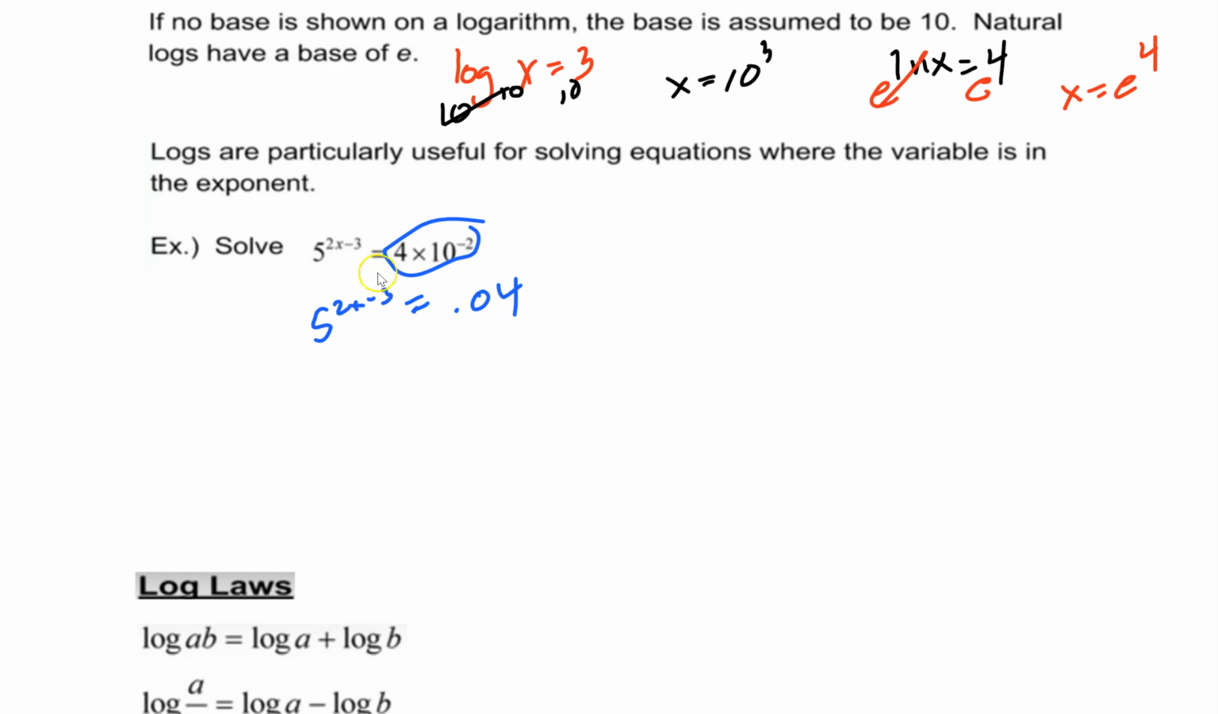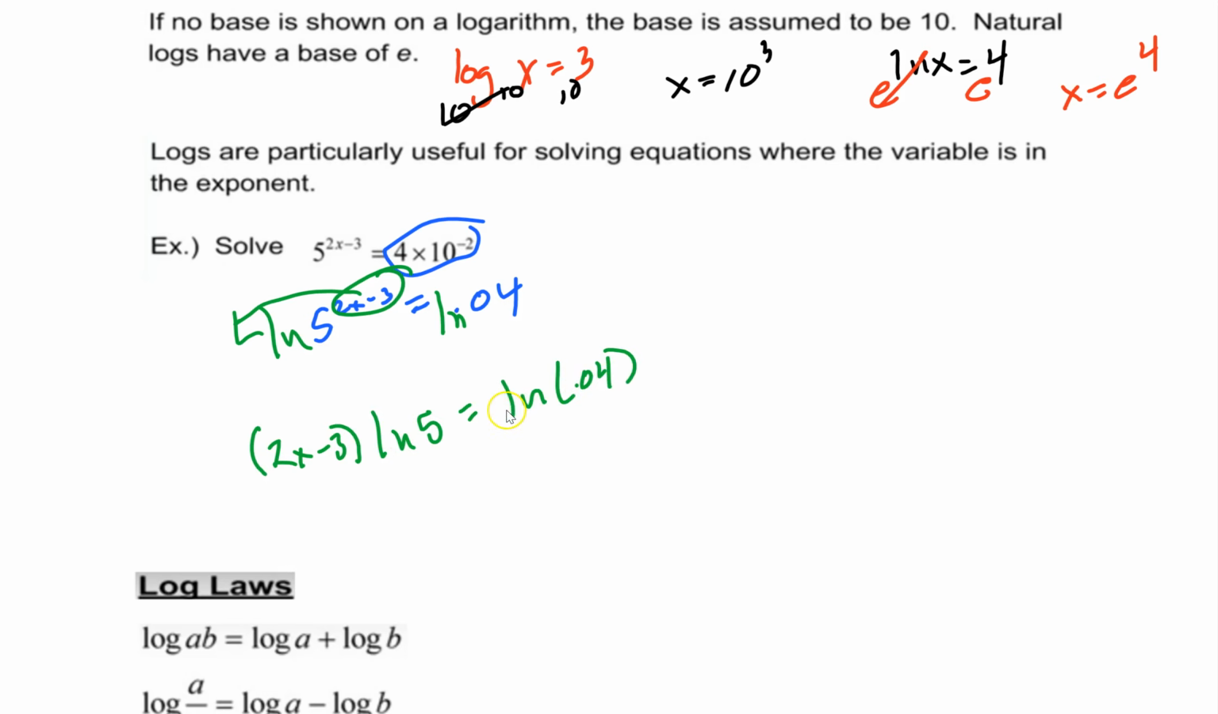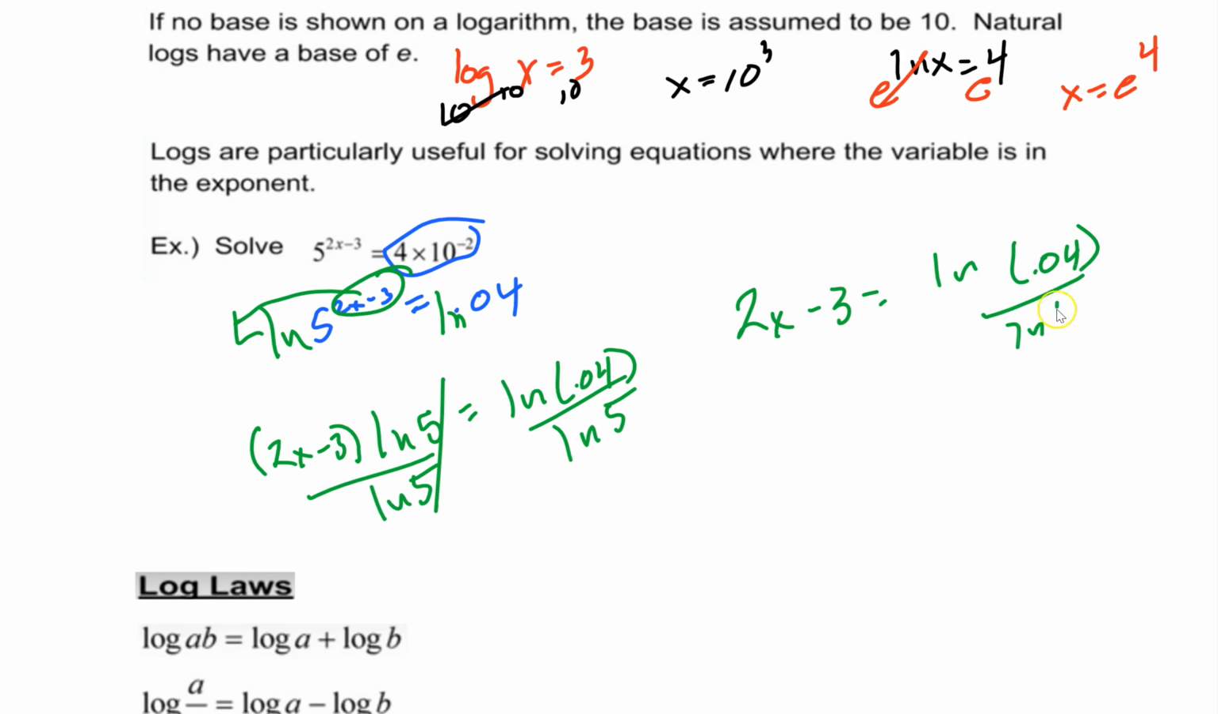Now the way we solve this, there's a variable on top. Only way to solve it is you take the natural log of both sides. Lets you move this to the front. Natural log of 5 equals natural log of 0.04. Divide by natural log of 5. These are gone, and you get 2x minus 3 equals natural log of 0.04 over natural log of 5. And again, this is on your calculator, or leave it like that, because it doesn't really matter. All I'm going to do next is add 3 to this monstrosity. And you get 2x equals this stuff.